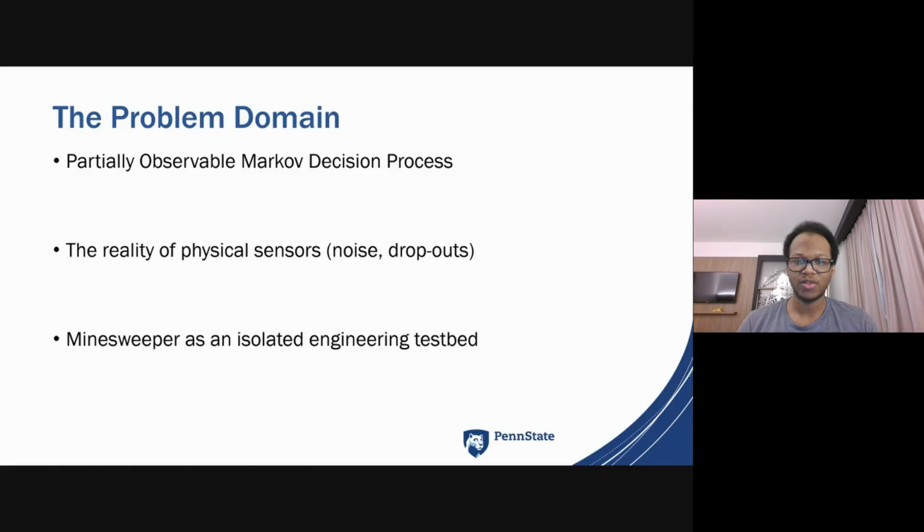Minesweeper perfectly isolates this exact mathematical constraint. The AI is completely blind to the state of the board. It only receives localized integer-based feedback. And our core challenge was, how do you program an agent to make a guaranteed safe move when it only has a fraction of the truth?